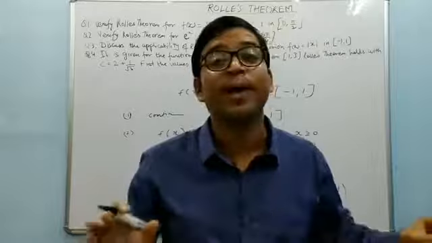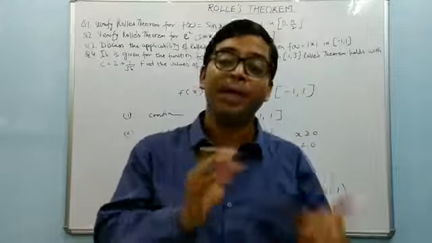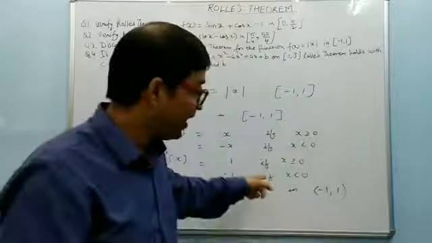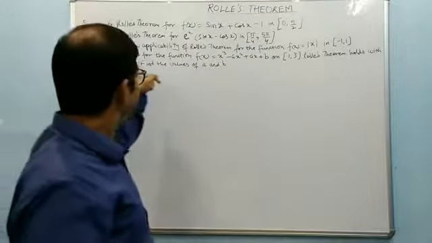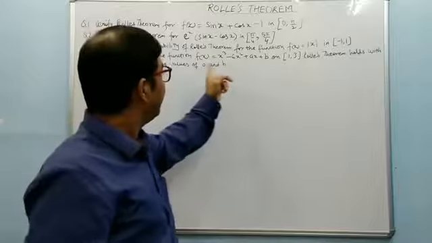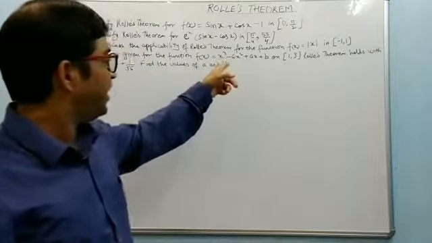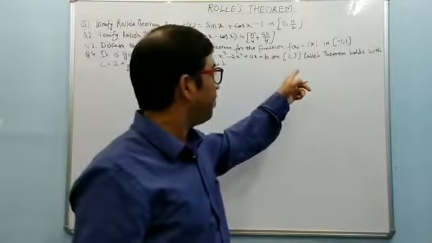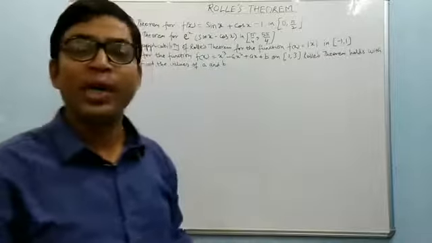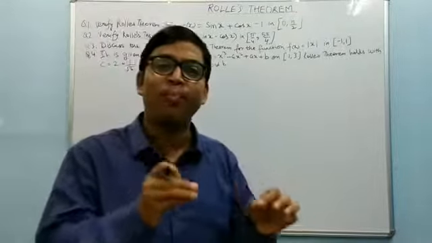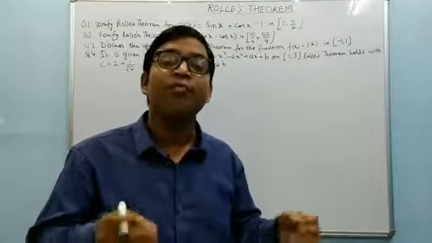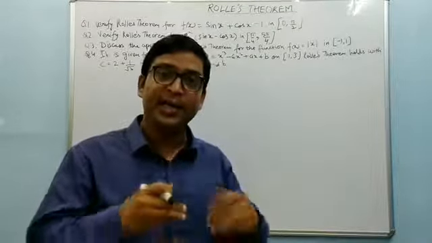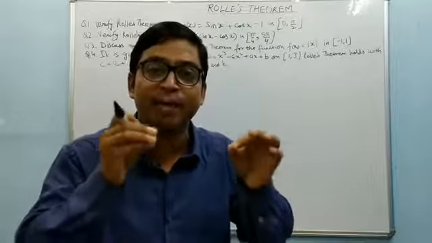So Rolle's theorem is not applicable because the conditions are not met. So we can directly write Rolle's theorem is not applicable. See, in question number 4, it is given that function f(x) is equal to x cube minus 6x square plus ax plus b. Rolle's theorem holds. What does it mean? We need not prove whether Rolle's theorem is applicable or not. We have to take it for granted that Rolle's theorem is applicable.